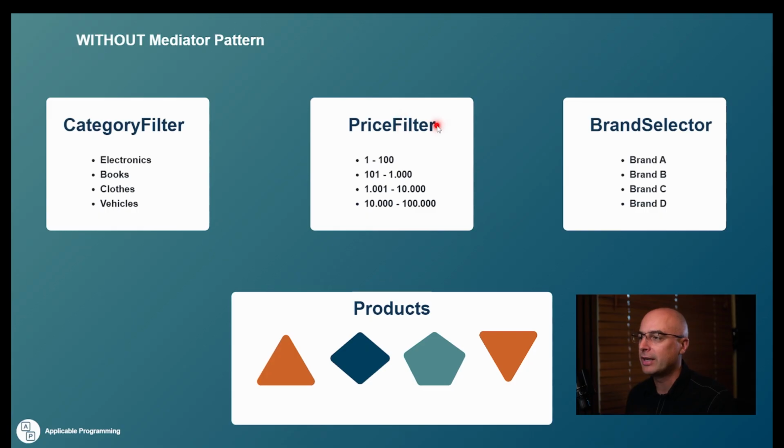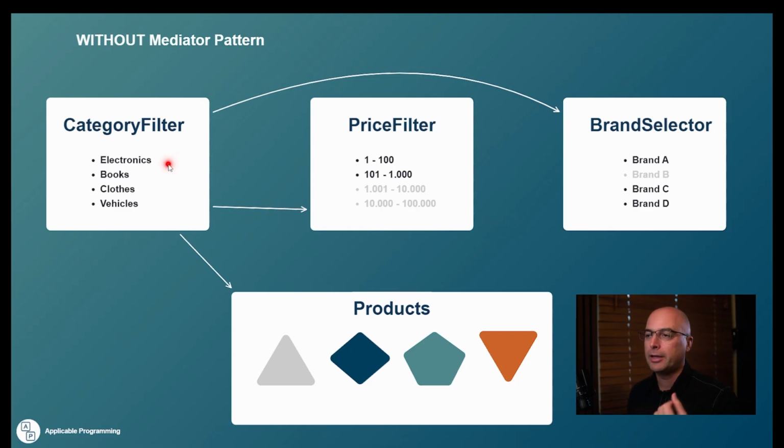Then there is the price filter with some values, and there is a brand selector where you can filter and choose by the brands that you want to buy. Now, obviously, there is a connection between these filters where they could react to each other. So if we were to change the category filter, it would filter some price options, because if you choose books, there is usually a top price that books go for.